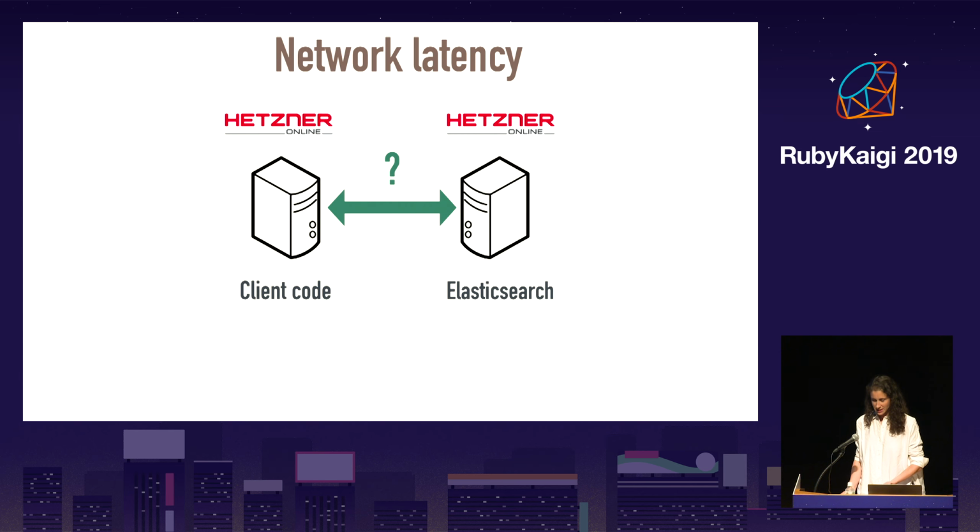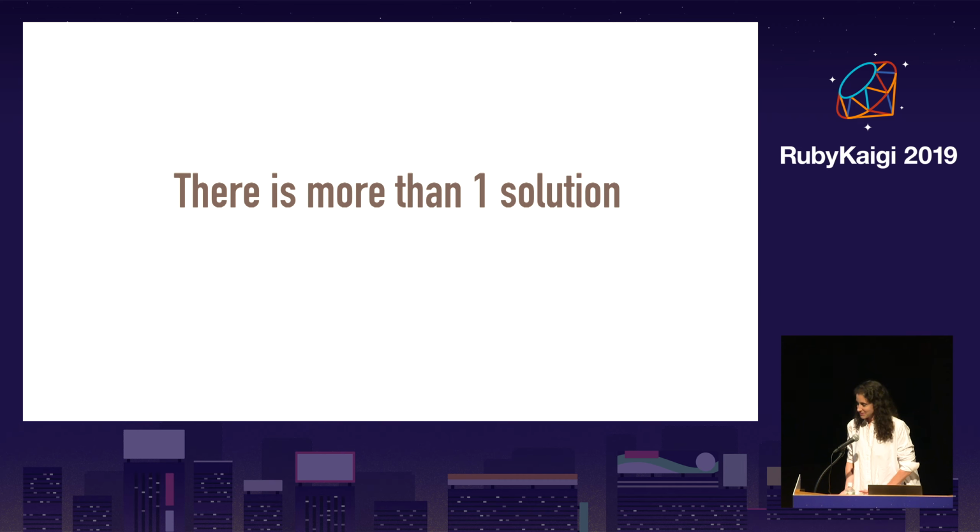So in talking to the Elasticsearch performance team, I said we have to have the client code running on a fixed Hetzner box, and the Elasticsearch code running on a fixed Hetzner box. Sorry, it's hard to say. And to make sure that network latency is not variable. That cannot factor into my benchmark results. But this is kind of a secret. There's more than one solution.